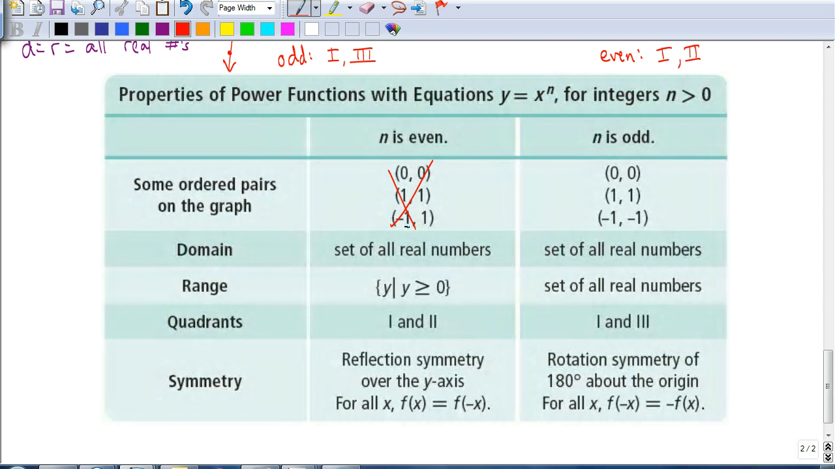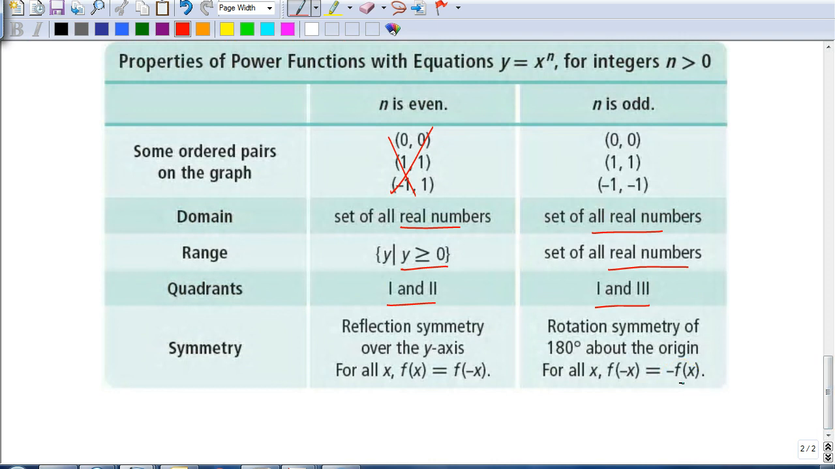The domain and range, it's important to recognize that for both of these, whether it's an even power function or an odd power function, the domain is going to be all real numbers. When we're dealing with an even power function, the range is going to be where y is greater than or equal to 0. But with an odd power function, since the graph is in quadrants 1 and 3, it goes infinitely up and down, the range is also all real numbers. Like we just talked about, the quadrants are important to know. An even power function is in quadrants 1 and 2, and an odd power function is in 1 and 3.